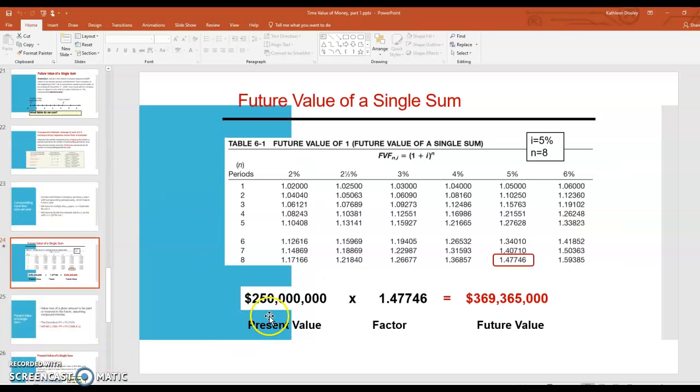table. So here's our table. Table 1, future value of 1.